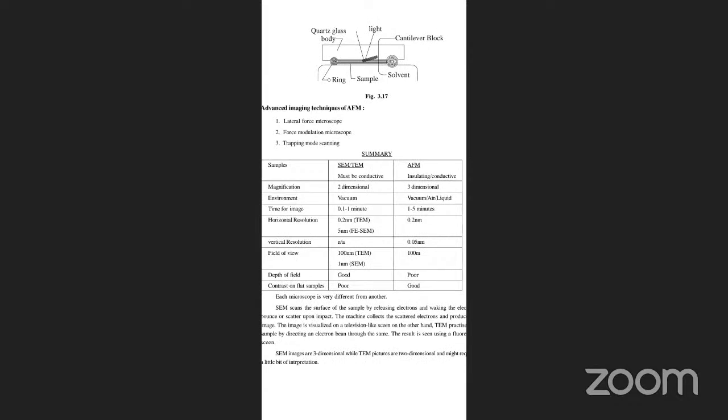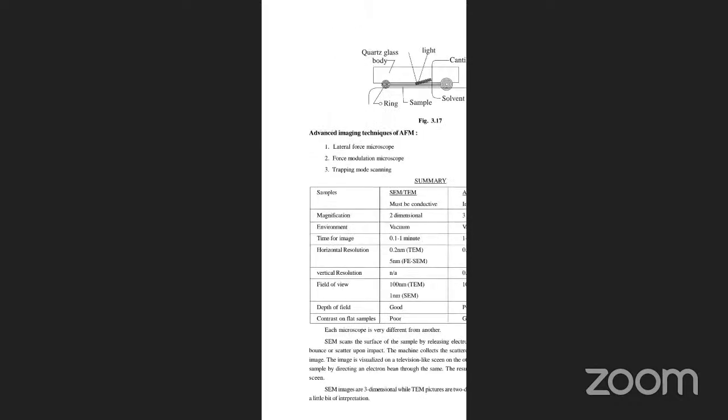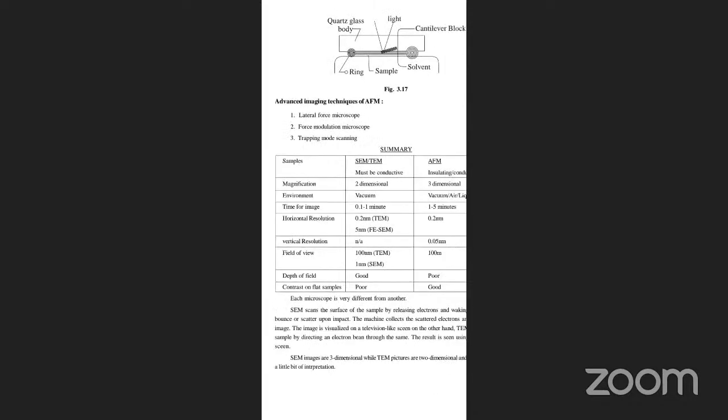Next, field of view: 100 nanometer for TEM and 1 nanometer for SEM. Here it is 100 meters. Depth of field is good for SEM, and poor for AFM. Contrast on flat samples is poor for SEM and good for AFM. Each microscope is very different from another.